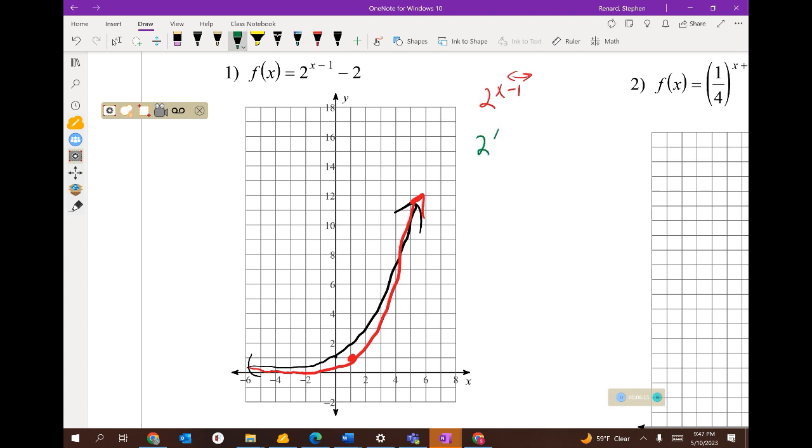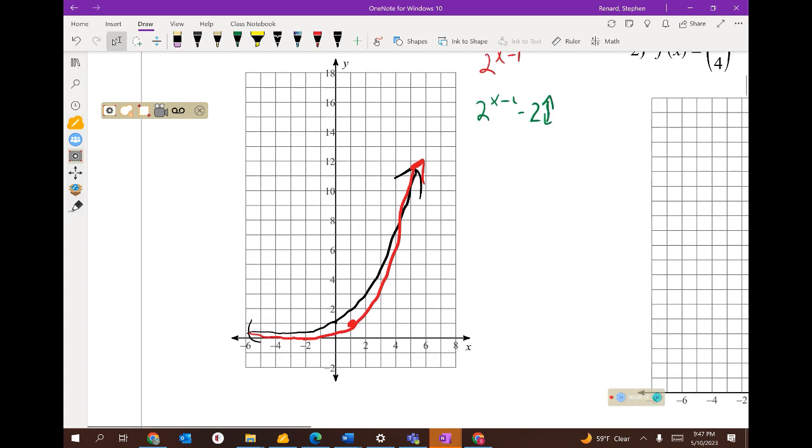And when I add k in, that's up and down. So I'm going to go down 1, 2. So this point of inflection now is (1, -1). And the whole graph moved with it. And there you have it. And as always, our asymptote was y equals k, which in this case is -2.